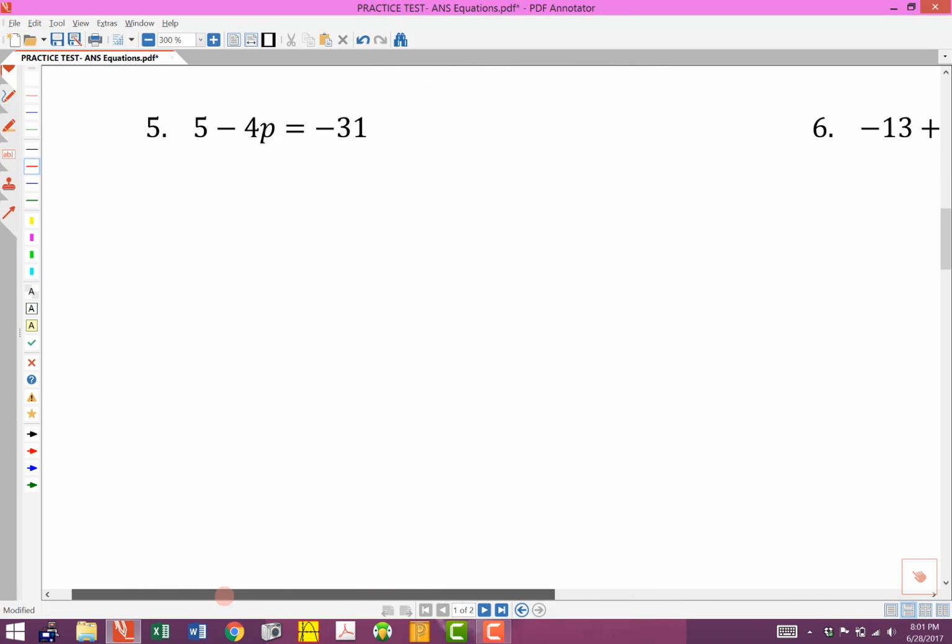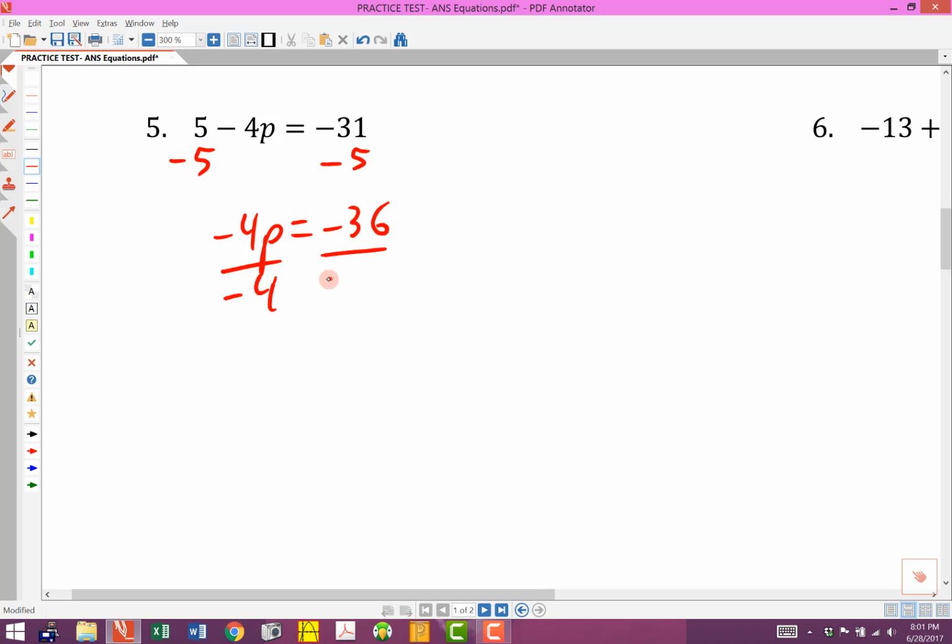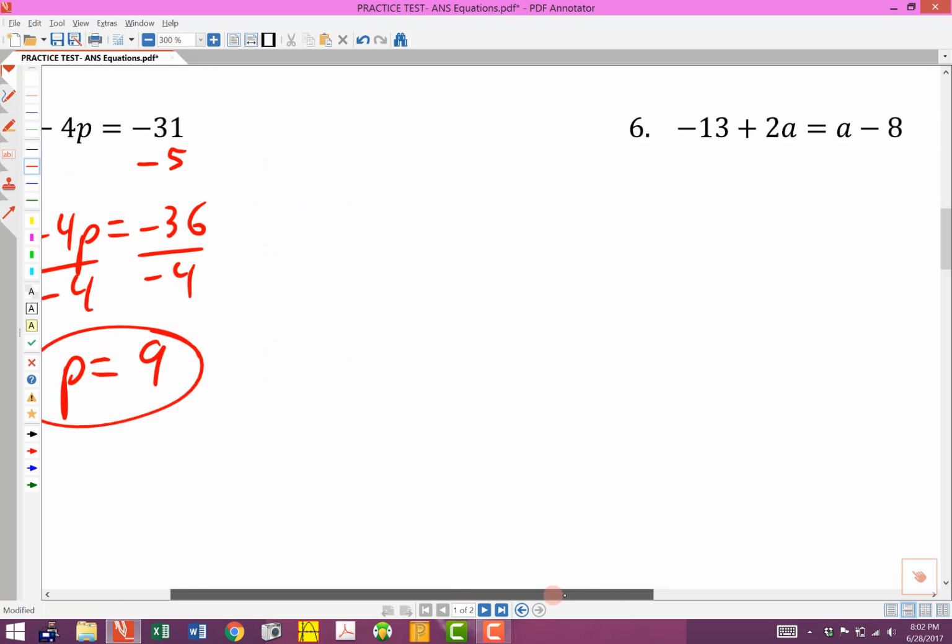Let's look at number 5. Let's see. Here's our variable term right here. We want to get rid of that 5, so we're going to subtract 5. Cancel to be a 0, so we have a negative 4p. That's the only thing left over here, and this is a negative 36. Go ahead and divide by negative 4. Cancel to be a 1p, and then over on this side, that's going to be positive, and 36 divided by 4 is 9. Go ahead and circle that one.